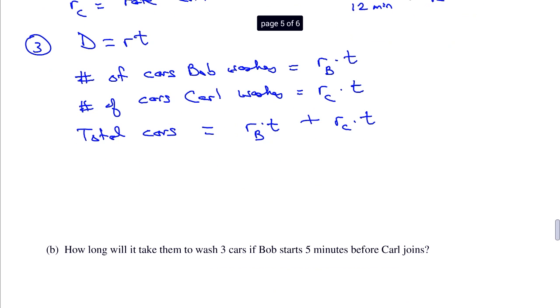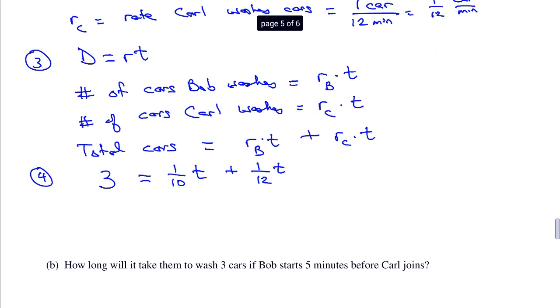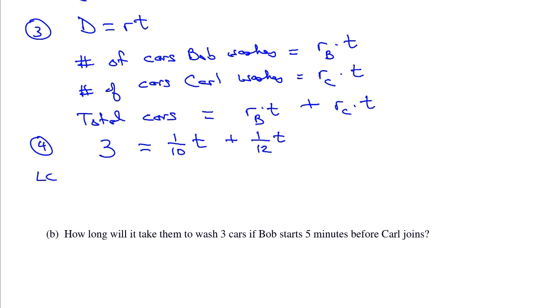So let's form the equation and solve. So we're looking for how long it takes them to wash 3 cars. So 3 is equal to, and the rate that Bob washes cars is 1/10, multiply that by t, plus the rate that Carl washes cars, 1/12, also times t. We have an equation that has a fraction, so we'll find the LCD. The LCD of 10 and 12 is 60. It's actually the least common multiple of both 10 and 12. So I'm going to multiply both sides by 60.